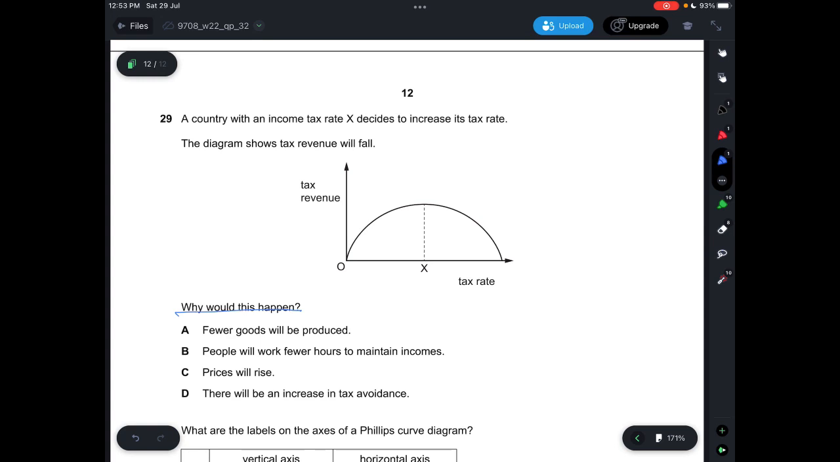So A, it says fewer goods will be produced. This is the consequence. And B, people will work fewer hours to maintain incomes. This is a consequence. And C, price will rise, which is a consequence. And D, there will be an increase in tax avoidance. People want to avoid paying tax. When people avoid paying tax, they will try to work lesser to avoid the higher taxes because they already have a disincentive to work to begin with. So answer is D.